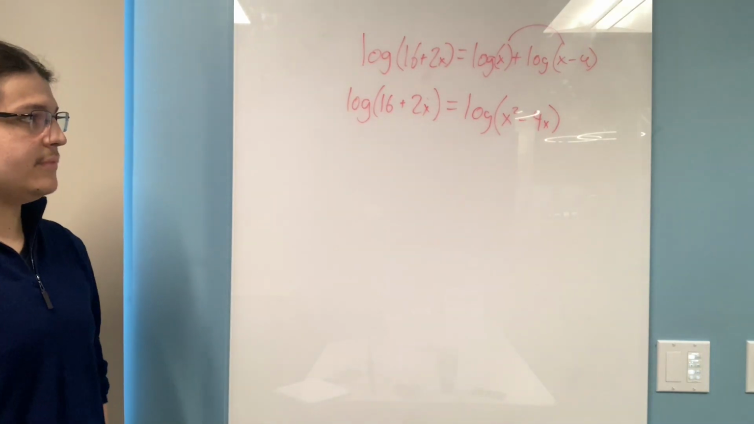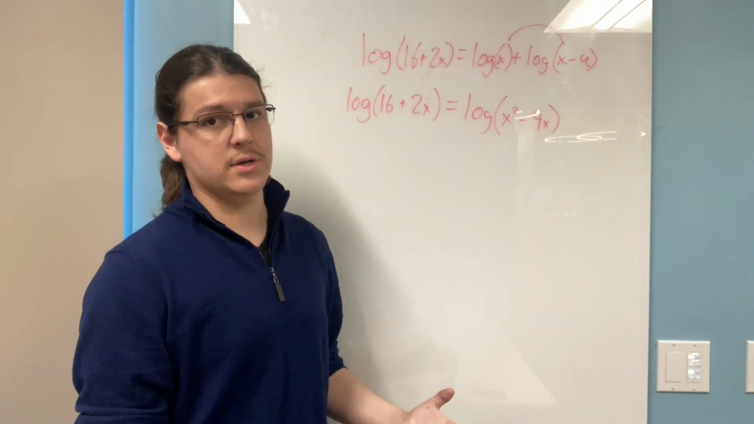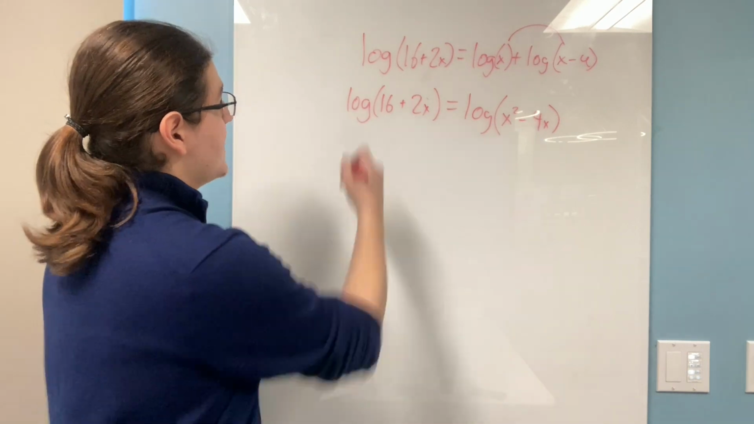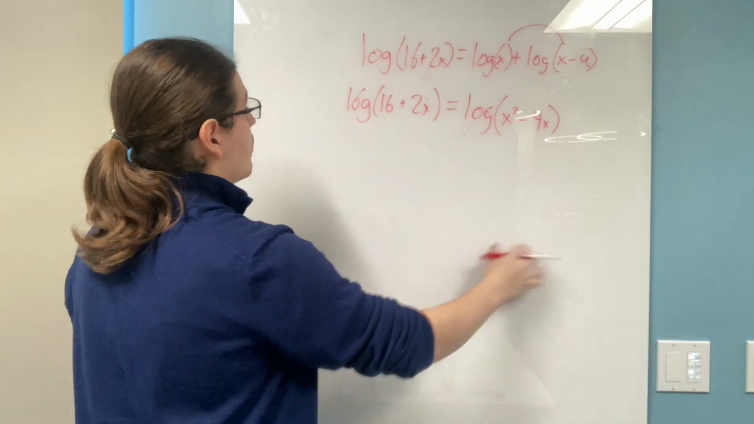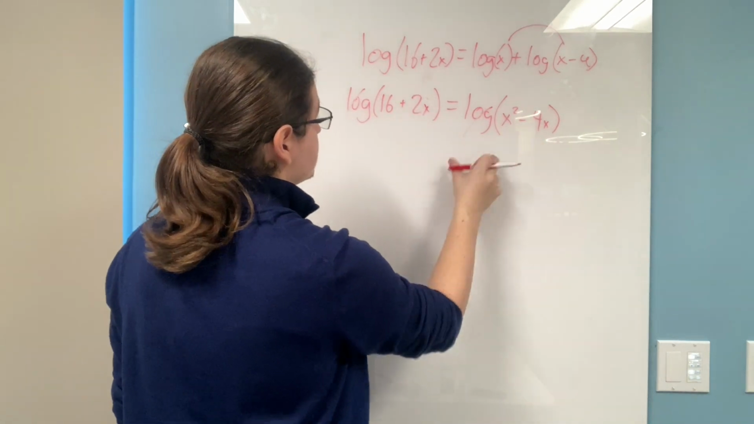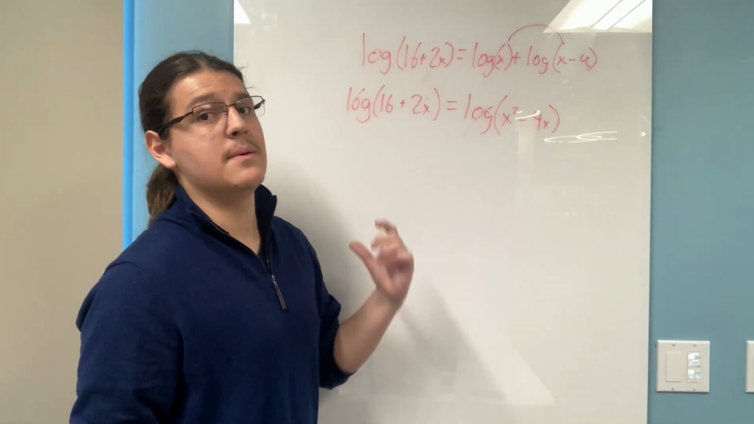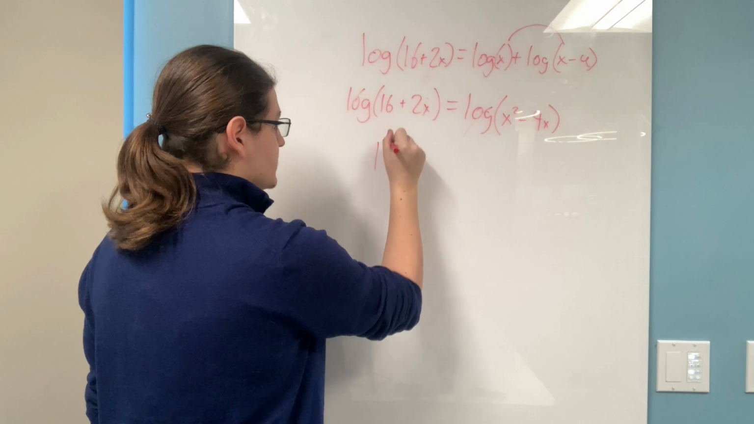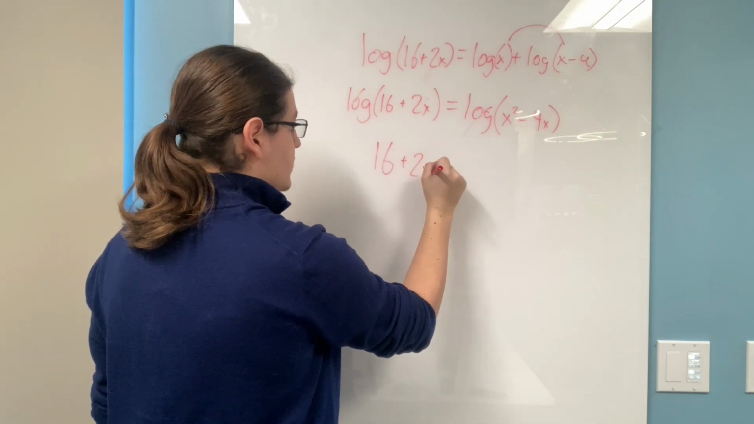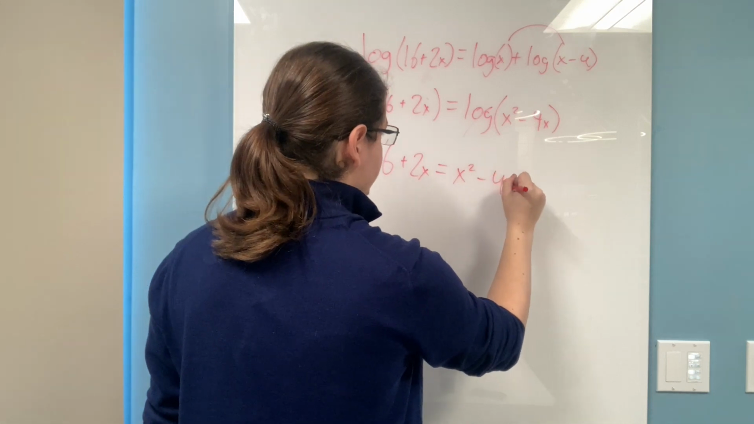Now, these two things are both nested within a log. That means that we can get rid of them. Because this is asking 10 to what power is equal to that? They're both asking 10 to what power is equal to that, meaning they're equivalent statements. So this is the same thing as just having 16 plus 2x is equal to x squared minus 4x.